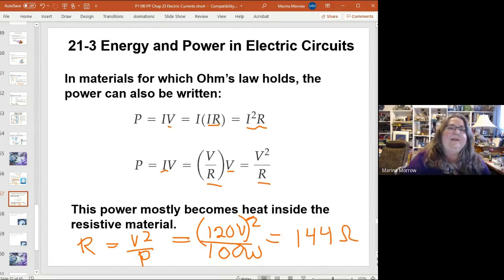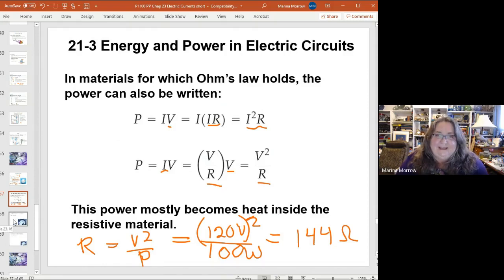So I was able to get the resistance. I didn't have to figure out the current. I could have done it that way. In physics, there are often several different ways to do the same problem. But anyway, I was able to use this handy-dandy equation. So you don't have to use these handy-dandy equations, but some people like to know about them.